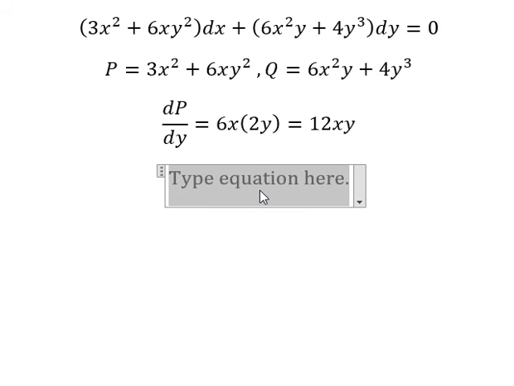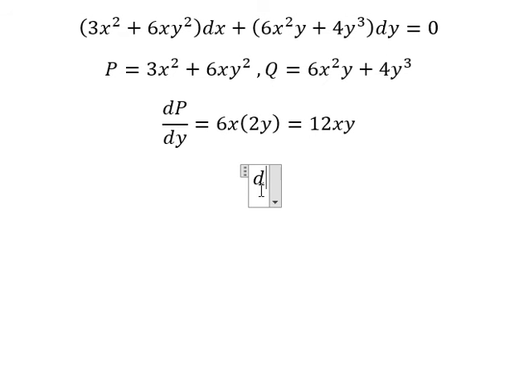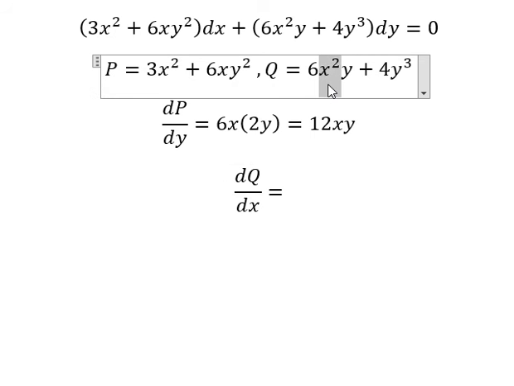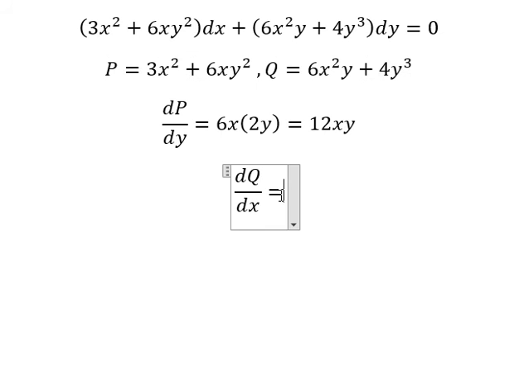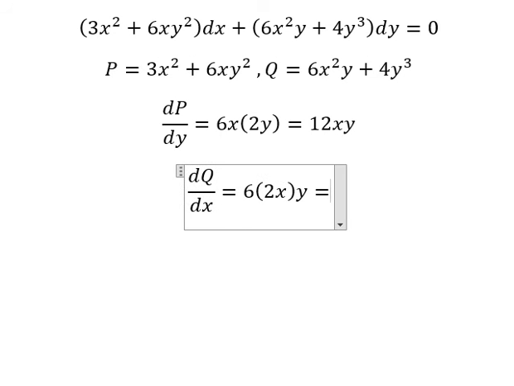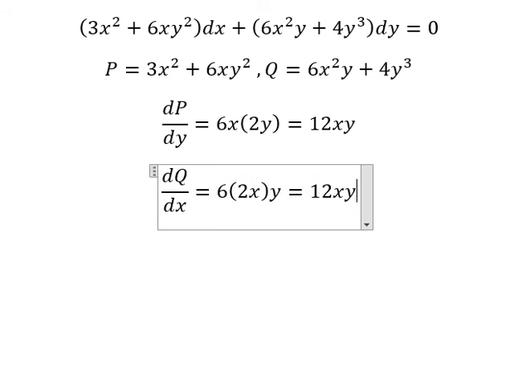The next one we have dy. That means we need to first take the derivative of q with respect to s. So we just have s squared. This one we don't have s, so you get 0. And now we have 12xy, and we can see that this one and this one are the same. So that is exact.